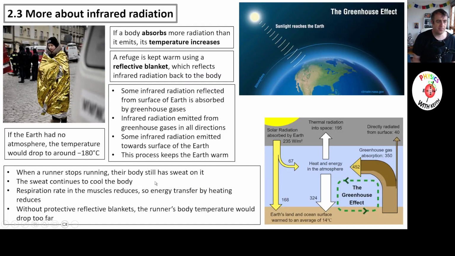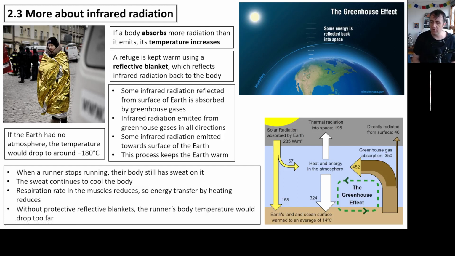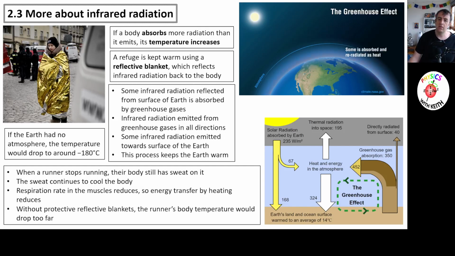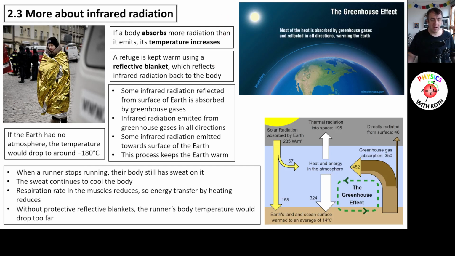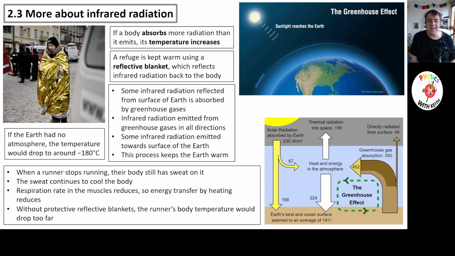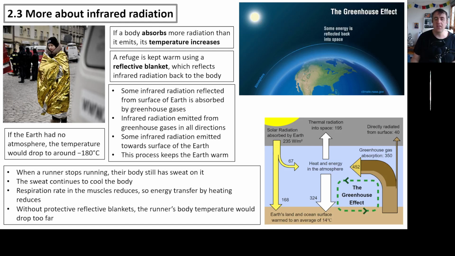Lesson 12. So topic 2, chapter 3, lesson 12. We can do more about infrared radiation. So we can use shiny surfaces to reflect infrared radiation, and that can be really useful.